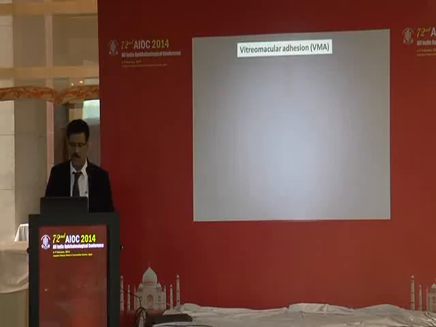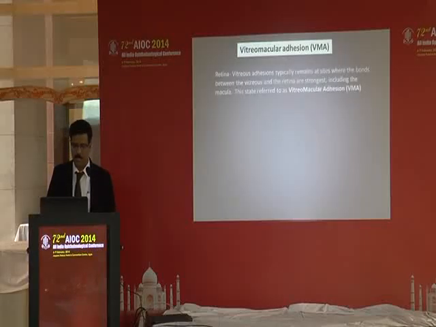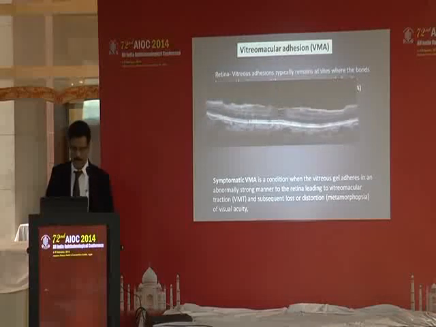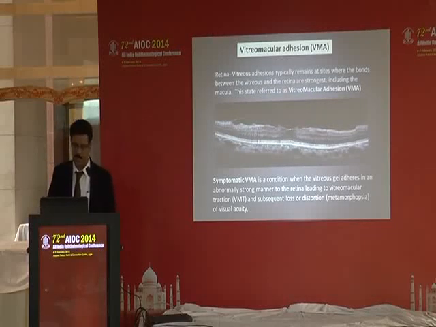So now coming to the vitreomacular adhesions. Retina and vitreous adhesions typically remain at the sites where the bonds between the vitreous and retina are strongest, including the macula, and this is referred to as vitreomacular adhesion. And what is symptomatic VMA? If these adhesions are abnormally strong, they can produce symptoms due to vitreomacular traction, and subsequently lead to loss of vision or distortion in vision. This is one OCT picture of symptomatic VMA.